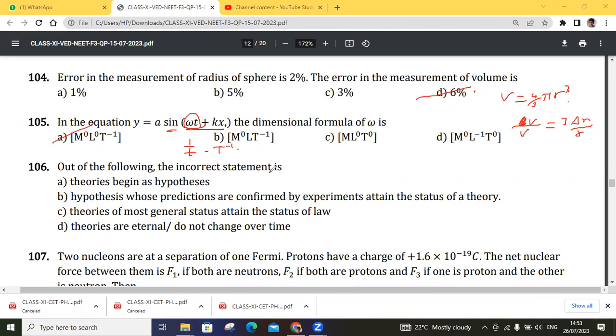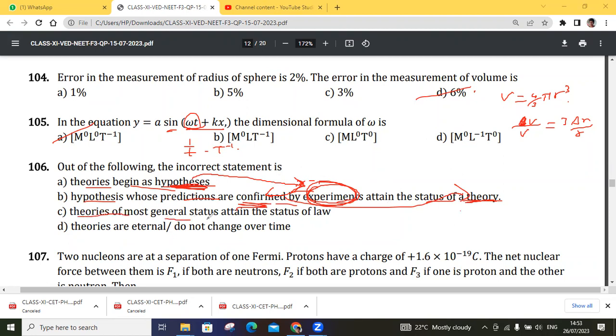Now, the incorrect statement is among the following. Theories begin as hypothesis. Yes, first we hypothesize: this may be the case. And hypotheses whose predictions are confirmed by experiments attain the status of theory. You assume something, then you do experiments, and if you confirm the predictions, you can make it a theory. If they are confirmed, then they become theory.